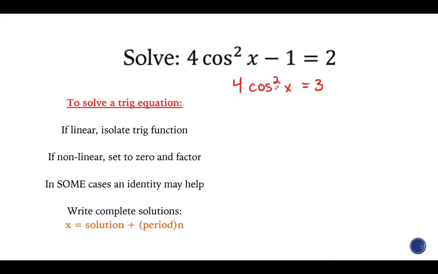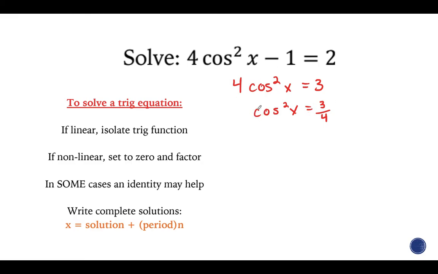Now I want to divide both sides by 4. So I'm going to go, hey, that's cosine squared of x equal to 3/4, okay? And now my next step, I want to isolate the trig function. I need to get rid of the squared. So I'm going to take the square root of both sides.